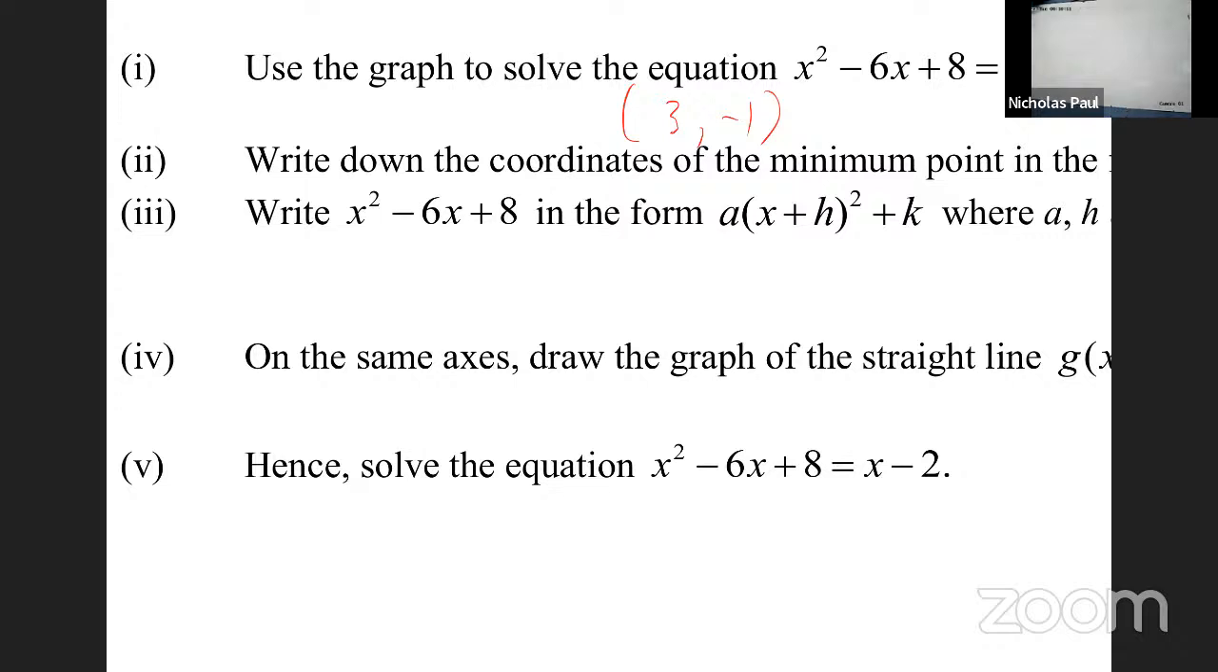So the answer is what? 1, open brackets. What's the value right in here? Minus 3. Very good. Change the sign. Minus 1. Okay. So from the graph, you can work backwards and write the completed square version. So you plug in minus 3 in here and minus 1 in here.